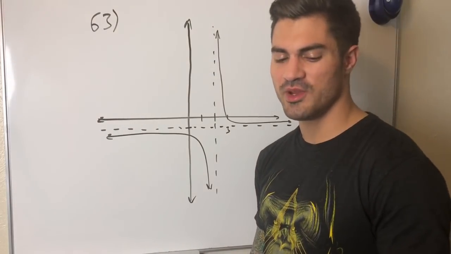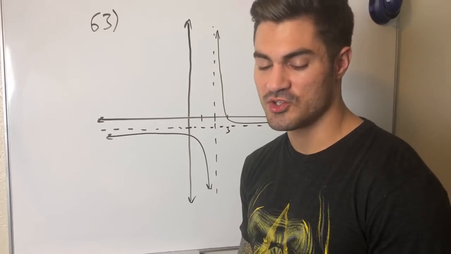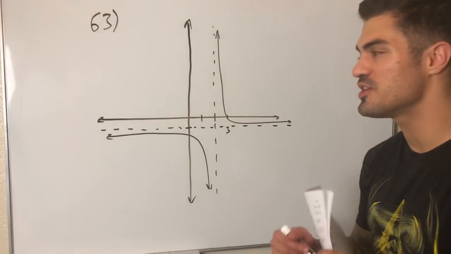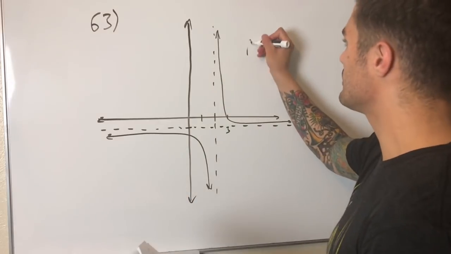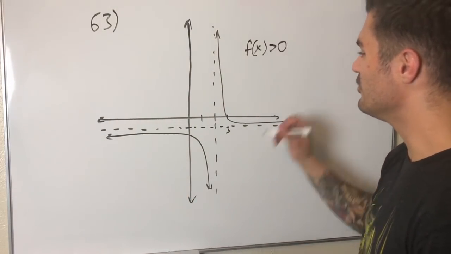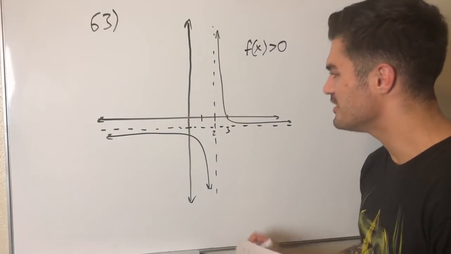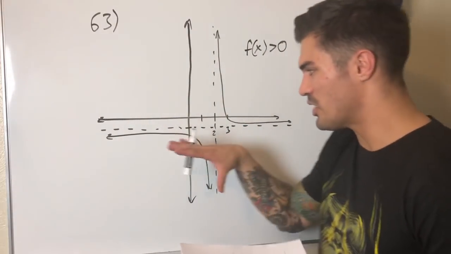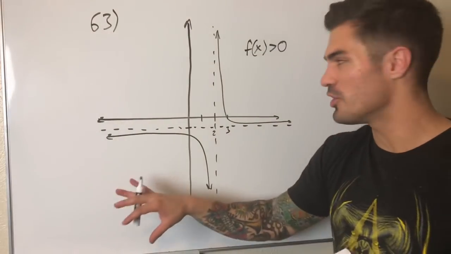All right, for number 63, it gives us a graph, and it asks us to solve the inequality when f of x is strictly greater than 0. So we have f of x greater than 0. I drew this the best I could. You know, this is 2, this is 3. So we can clearly see that this part down here is not greater than 0. We're not really worried about that.